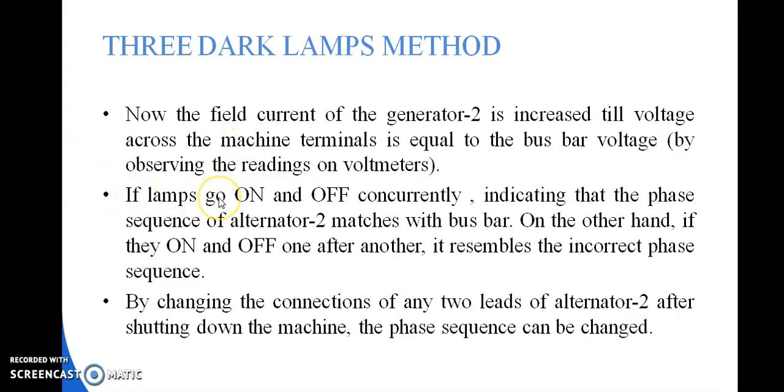If the lamps go on and off concurrently, it indicates that the phase sequence of alternator 2 exactly matches with the bus bar. On the other hand, if they go on and off one after another, it indicates the incorrect phase sequence. So, accordingly, by changing the connections of any 2 leads of alternator 2 after shutting down the machine, the phase sequence can be changed.